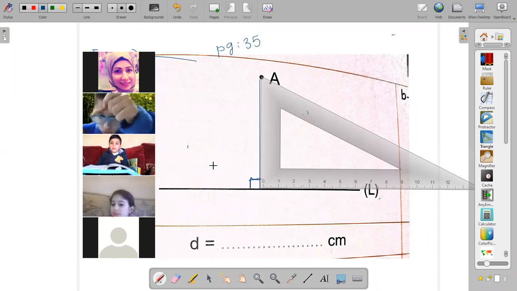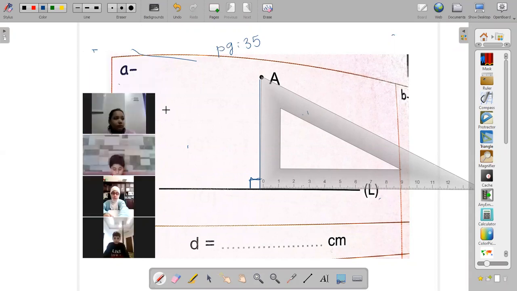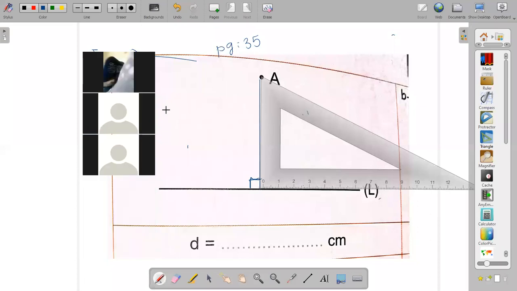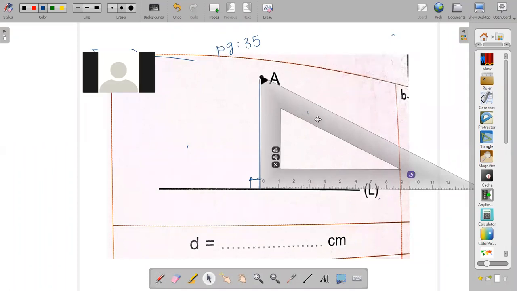Yes, Abdullah. Can we put the right angle on the left and on the right? Yes, we can, anywhere. So, is it clear how we draw a perpendicular line? Yes. Okay. Is it clear, Ren? Teacher, yes, clear.